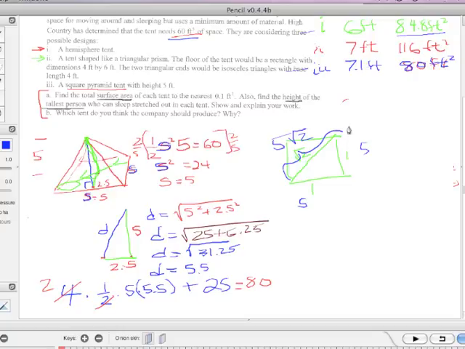Okay, let's do the last one, I think it's 64.